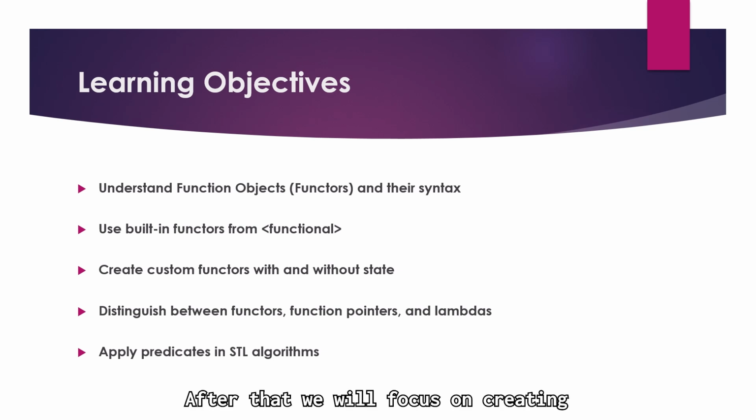After that, we will focus on creating custom functors both with and without state so you can define your own logic in algorithms. We will also explain how function objects differ from function pointers and lambdas and when it's best to use each of them. Lastly, we will explore how predicates are used in STL algorithms to filter, compare, and transform data.